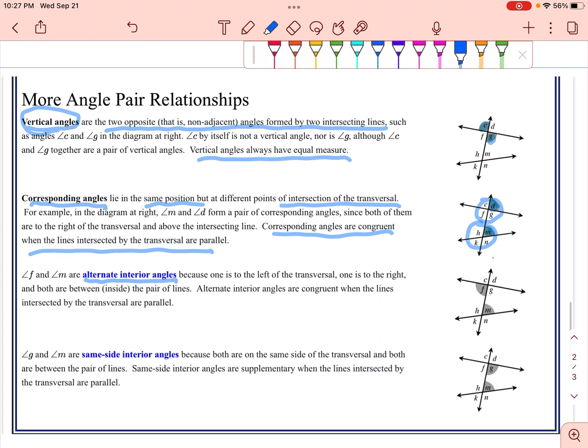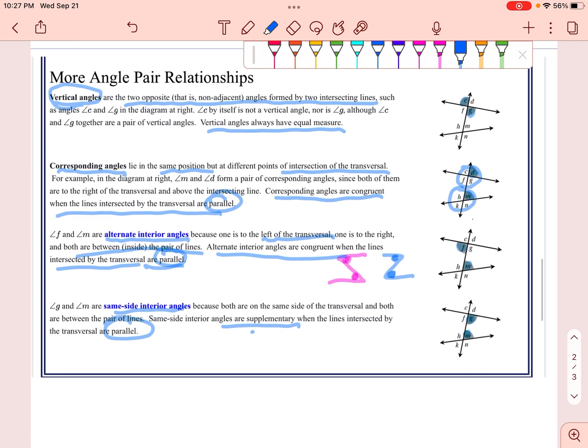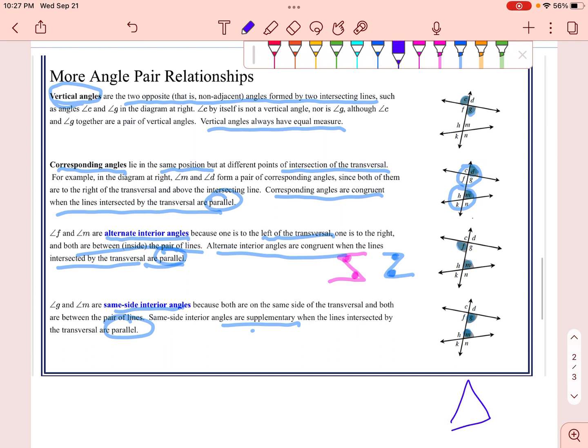Our next ones are alternate interior angles: opposite sides of the transversal, inside the pair of lines. So these are your Zorro or your Z angles right here and right here. It also goes the other way, right here and right here. And again, alternate interior angles are congruent when the lines are parallel. I can't stress that enough. And then the last one is same side interior angles, and those are supplementary, again, when the lines are parallel. You can see these are on the same side of the transversal, still on the inside.